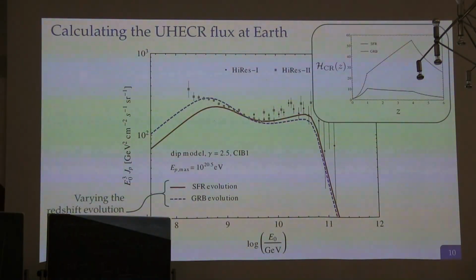And you can change also how the sources evolve with redshift. And for our baseline assumption of star formation rate in red, you see that things fit well, but if you change that for the more aggressive gamma ray burst evolution, which I showed earlier has a second peak at high redshifts, it doesn't change quite much. So there's some freedom there in how the source number density can change.